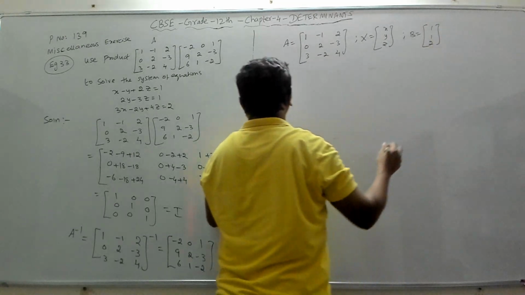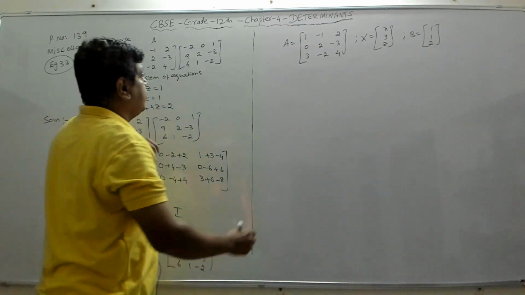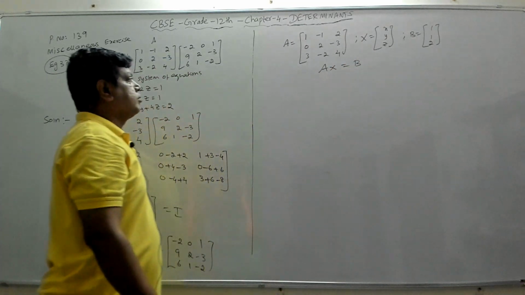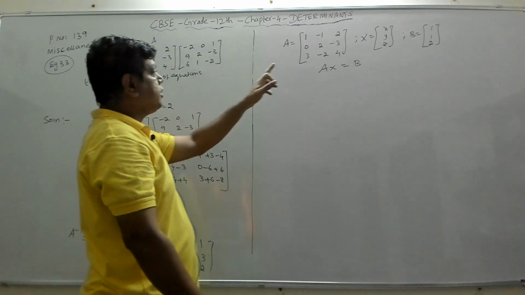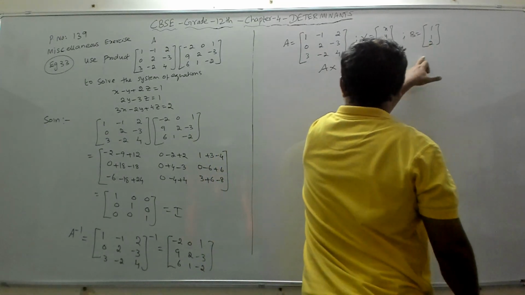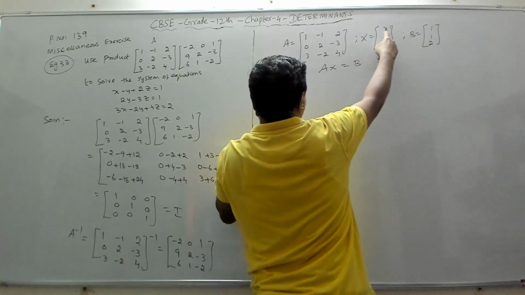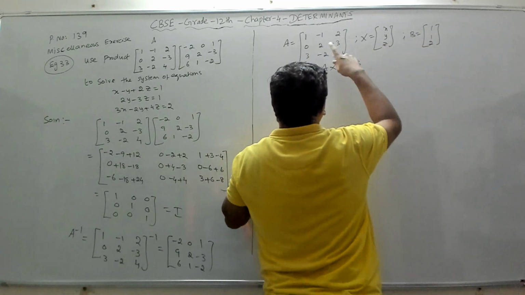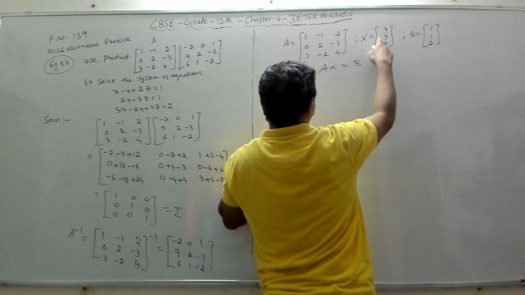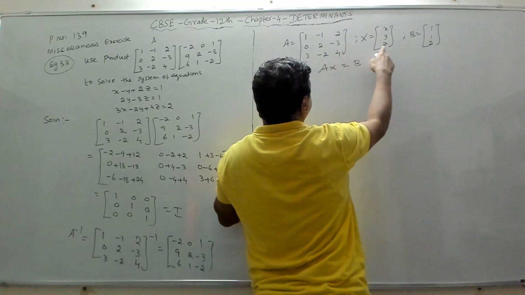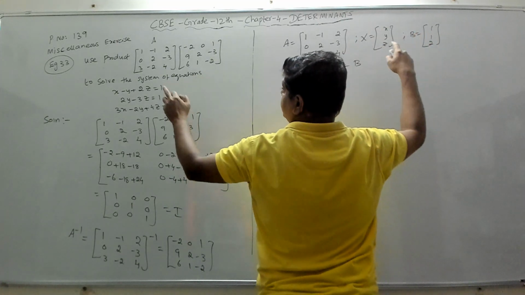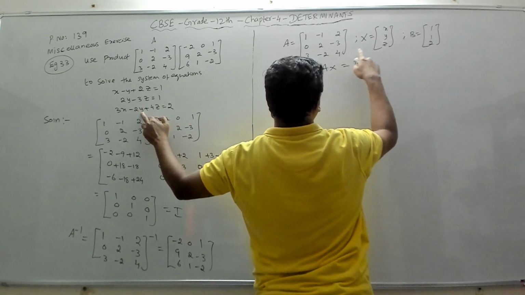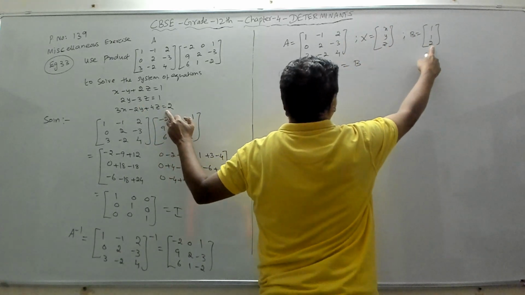So the given set of equations will become like AX equal to B, A into X equal to B. If you multiply these two and equate it to this, you will get x minus y plus 2z equal to 1. Then 0 into x is 0, 2 into y is 2y, minus 3 into z is minus 3z, which is 1. Similarly, 3 into x minus 2 into y plus 4 into z is equal to 2.